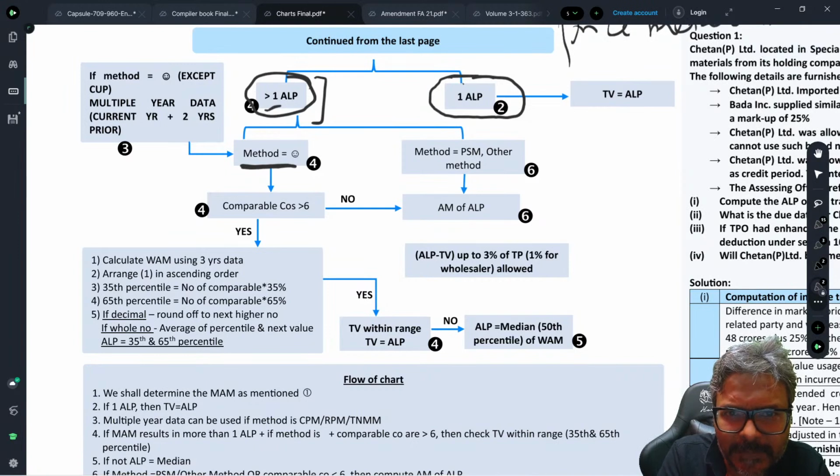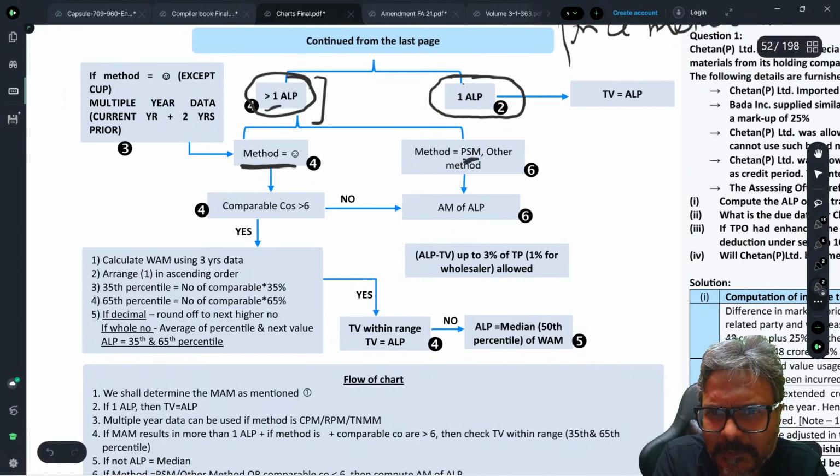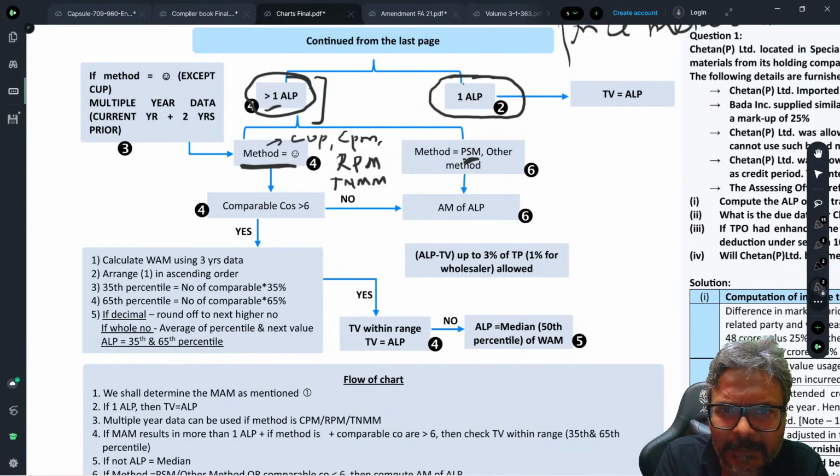The method primarily which would be applied will be any method, like the CUP method, all the methods except the profit split method. So here all the methods like the CUP method, the cost plus method, the resale price method, the transaction net margin method. If these are the methods being used and the comparable size is 6 or more than 6, just make this correction, students, in this chart: 6 or more than 6.